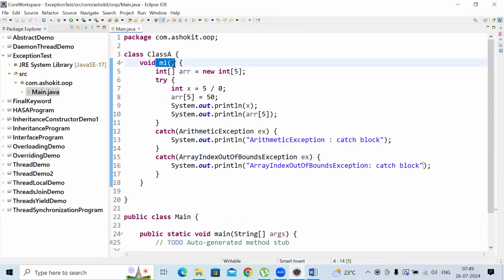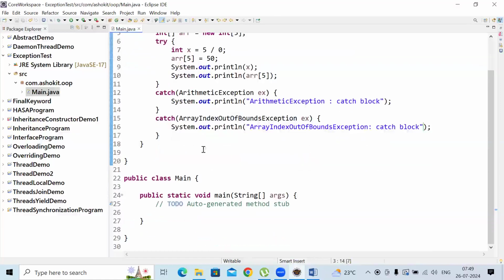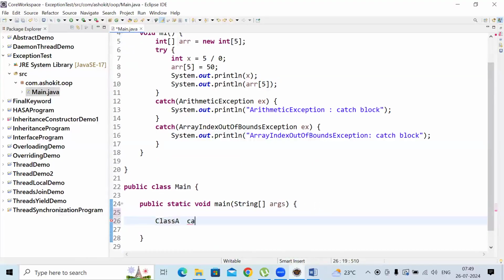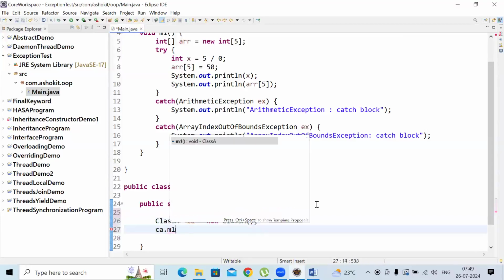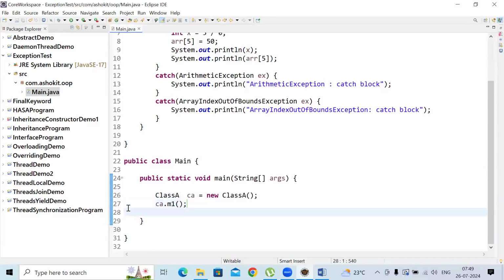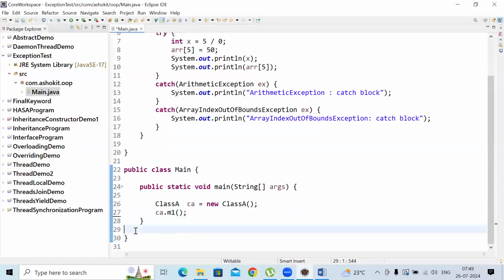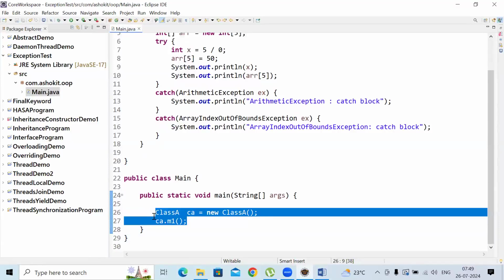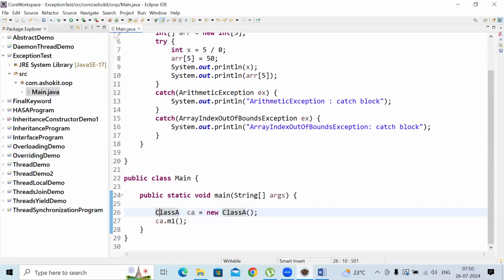This is the M1 method. This is class A. So first I will create an object. First I want to create the object of class A. Class A, CA is equal to new class A. Then I want CA.M1. I want to call the method M1. How do you call the method? With the object name only. Who is the object here? CA. CA dot M1. This is the way of calling the method. Now let us execute the program.